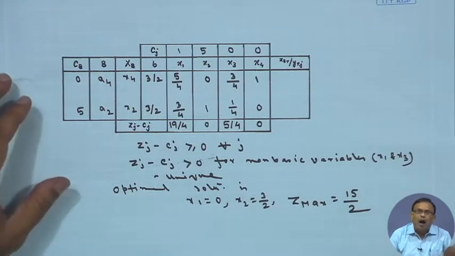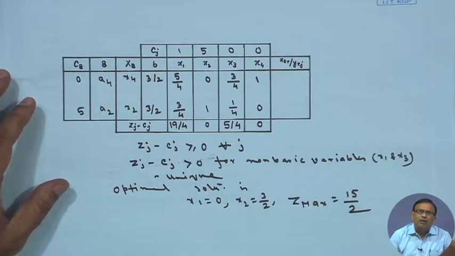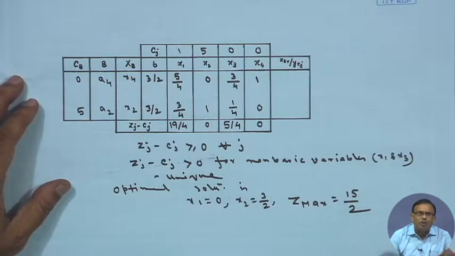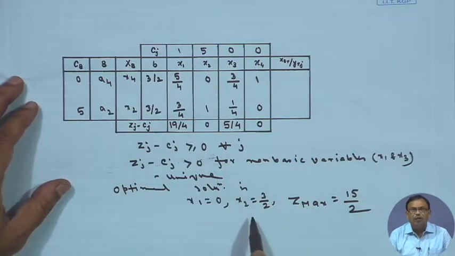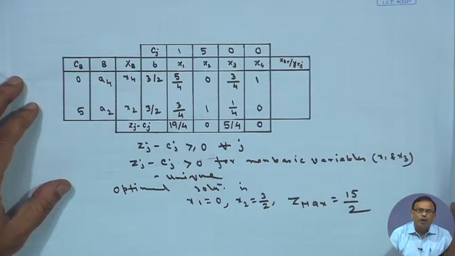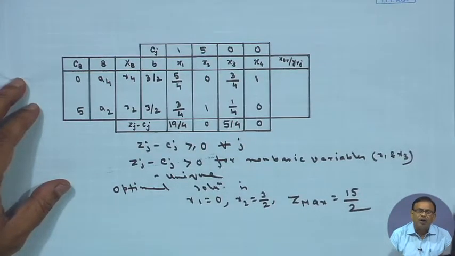Please note that in the earlier problem we did, although zj minus cj was greater than or equal to 0, there was no solution, because the artificial variable was present in the basis. Whereas for this particular problem, zj minus cj is greater than or equal to 0, the artificial variable has been removed, and zj minus cj is greater than 0 for non-basic variables x1 and x3, and the optimal solution will be unique. The optimal solution can be written from this table itself like this: x1 equals 0, x2 equals 3 by 2, and z max will be 15 by 2.